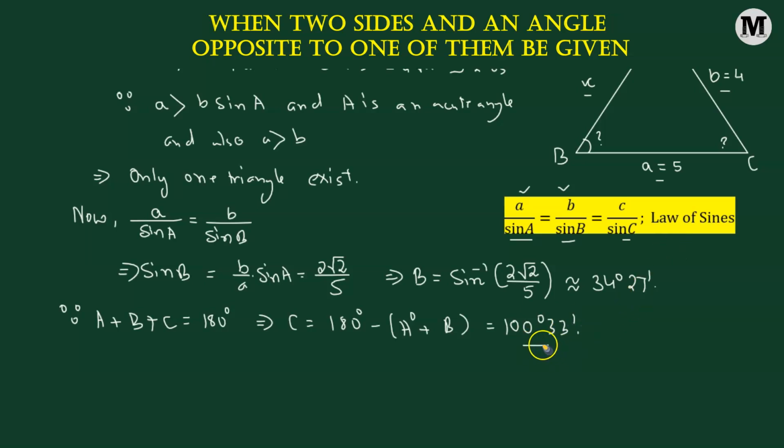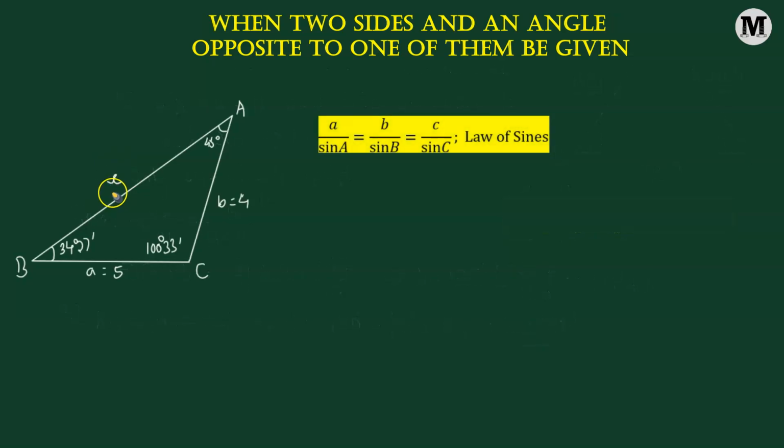Now that we have the angle measure of C and the angle measure of B, let's find the measure of the third side. To obtain the value of the remaining side c, we're again going to use the law of sines. Since we need to find c, we first consider the ratio c over sine of angle C, and then we can equate it to either of the other two ratios. So let's equate it with a over sine of angle A, which means that c is given by a multiplied by sine of angle C divided by sine of angle A.